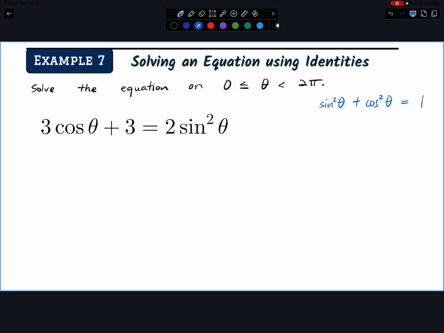Now, do you guys agree? I don't want sines, right? I want cosines because I have a cosine already in the equation. So what I want to do is solve for sine squared, so that way I can take what's left over and plug it in. So how do I get sine squared by itself? I can subtract cosine squared from both sides. So then I get sine squared theta is the same thing as 1 minus cosine squared theta. So that means I'm going to take this and replace it with this, because they mean the same thing.